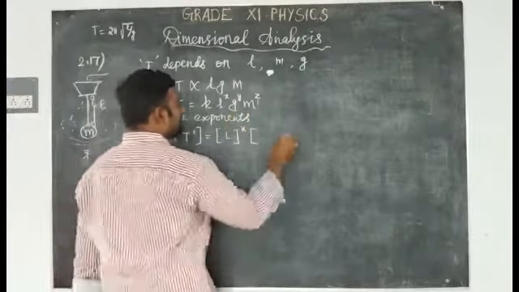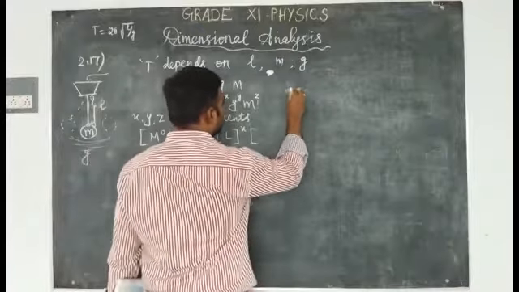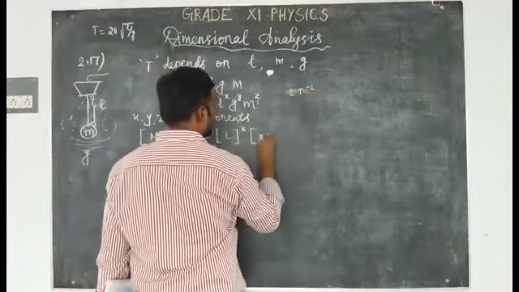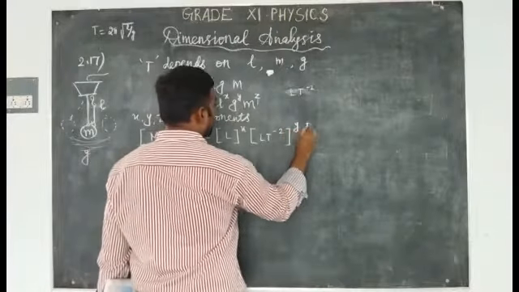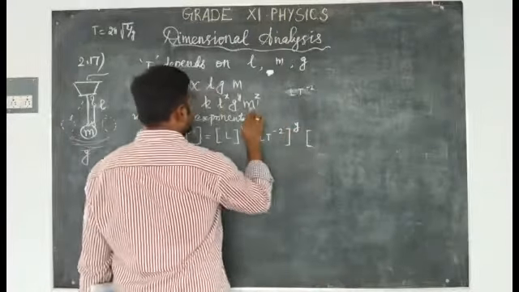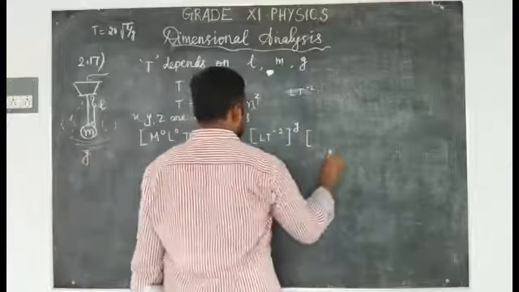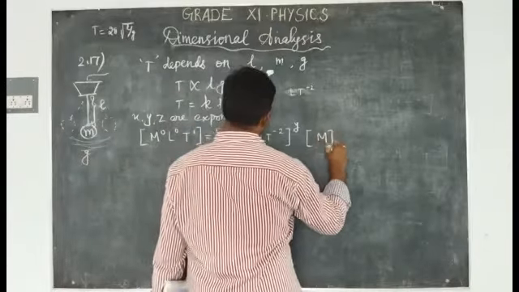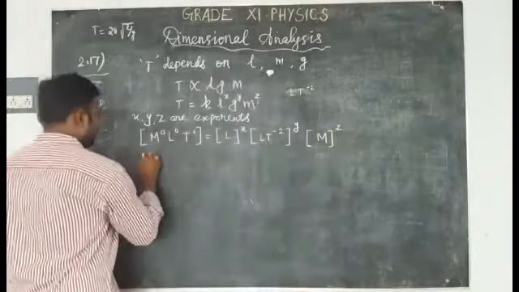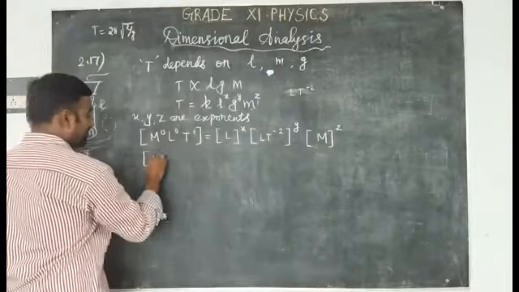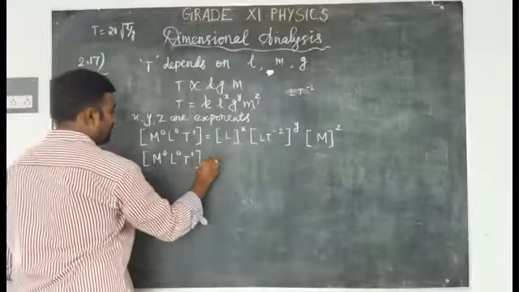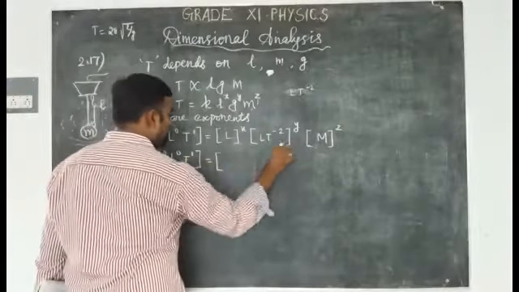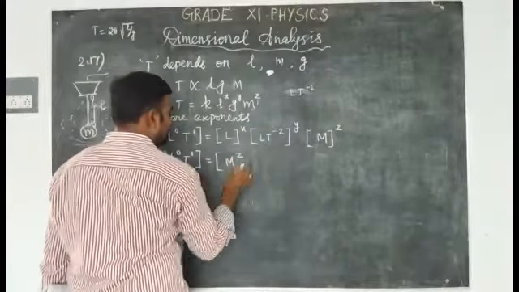Next, gravity. What is the dimension of gravity? Gravity is meter per second square, so LT power -2, and the exponent is y. Then this is the mass of the pendulum, mass is there, M power z. Now bring everything to one side. So M power 0, L power 0, T power 1 is equal to M power z.